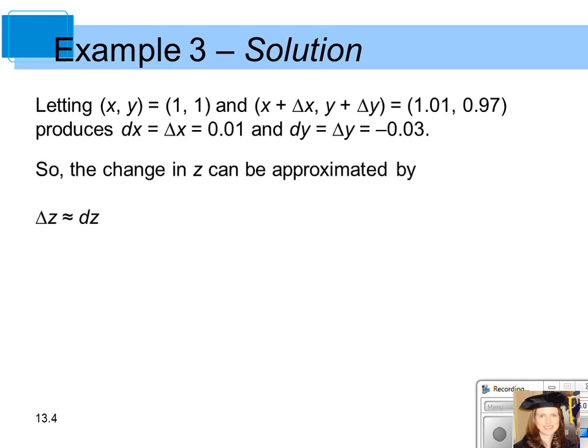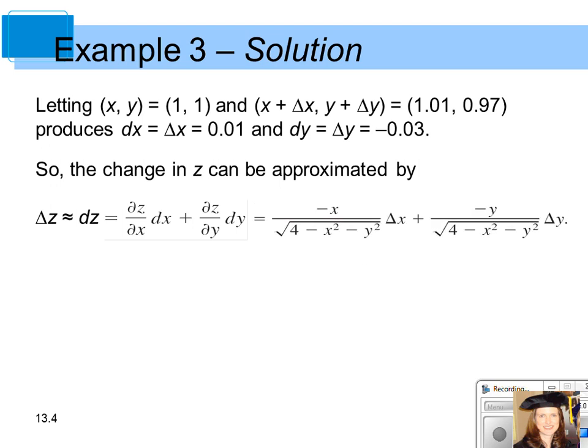And we're going to use dz, that total differential dz, to approximate that incremental change in z. To find dz, you're going to take the partial derivative of that z function with respect to x times dx plus the partial derivative of z with respect to y times dy. When you take those derivatives using the chain rule, we get this as follows here. That's going to be your estimate of your incremental change in z.